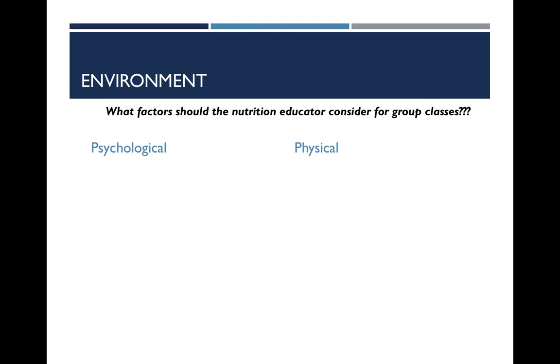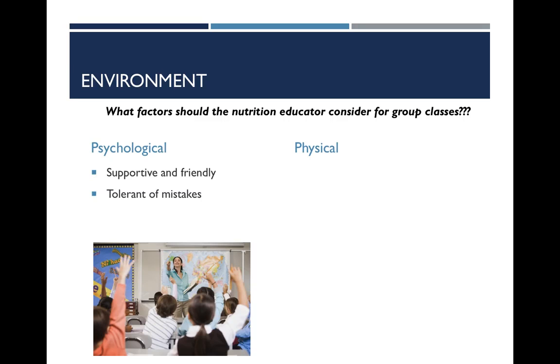We need to think about the physical space as well as the psychological space. There's a lot of misconceptions about nutrition that people can bring in psychology wise, and we want to be supportive and friendly of those different thought patterns. We also want to tolerate mistakes. So we want to create that environment and that rapport with our group classes and our peers if we're going to do a peer education or even a staff education and training session, that it's okay for people to make these mistakes. The physical environment definitely needs to have proper lighting and temperature.